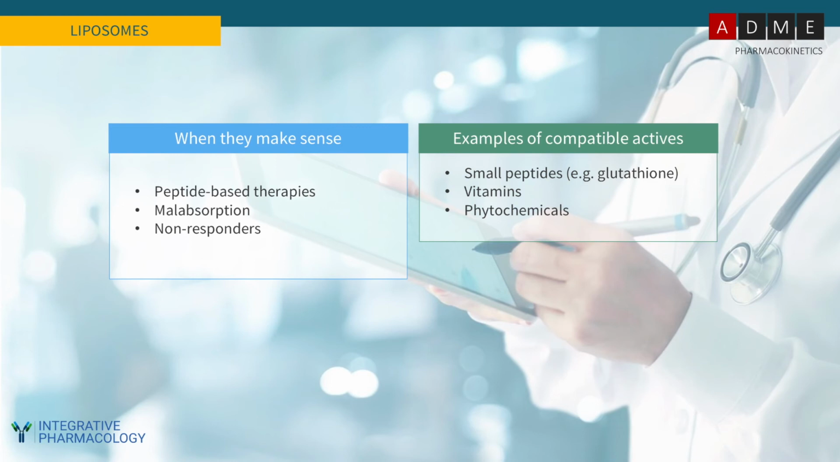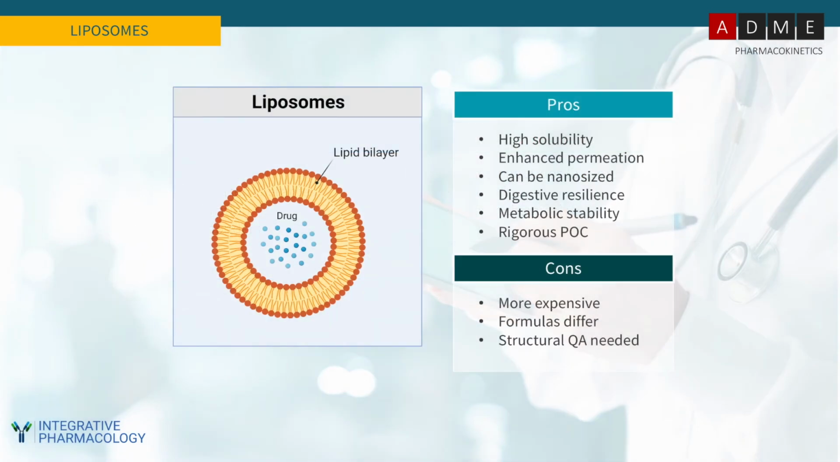Examples of compatible bioactives are quite extensive, but in general, whenever you're looking at a peptide to administer orally, liposomes make sense. Vitamins, phytochemicals are also compatible with this system. Here are the major pros and cons. Lots of pros: high solubility, enhanced permeation. You can get down to a very small particle size. Some liposomes can protect the bioactive from degradation by digestive enzymes or even metabolic enzymes. And of course, decades of research in the pharmaceutical industry has given us a robust proof of concept.